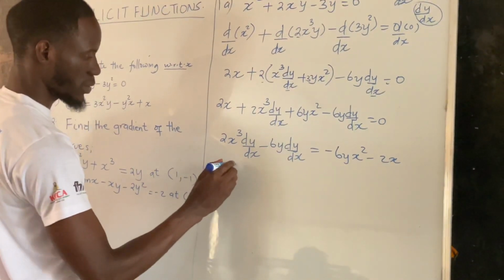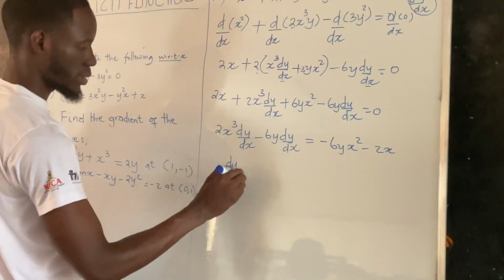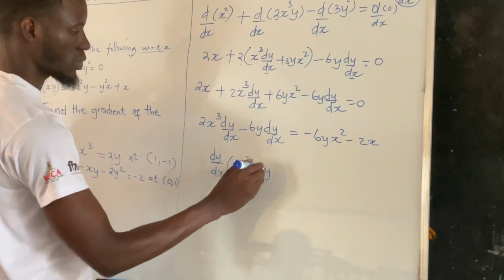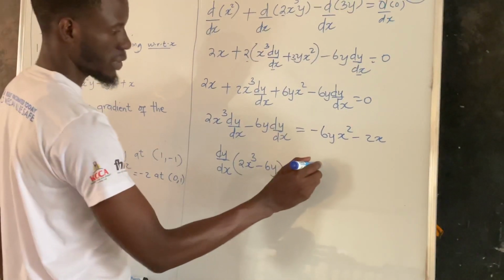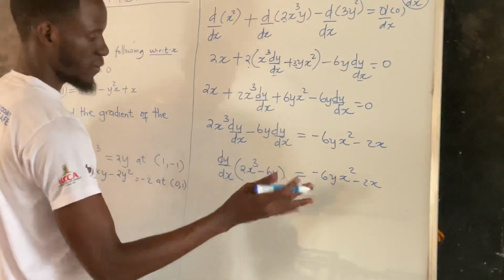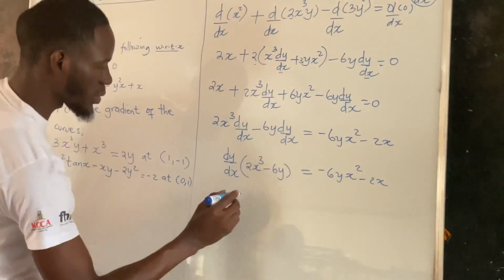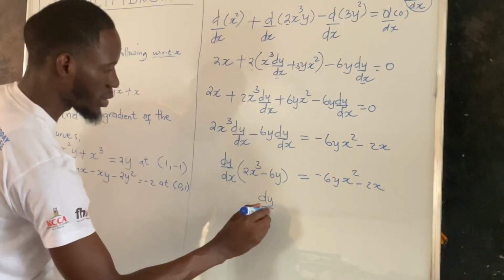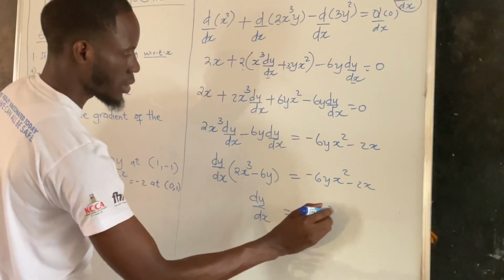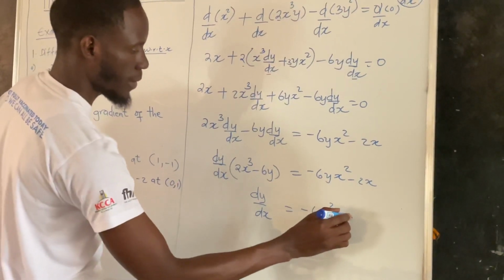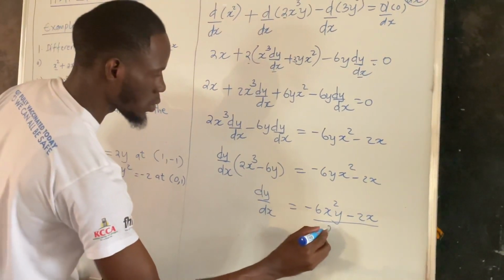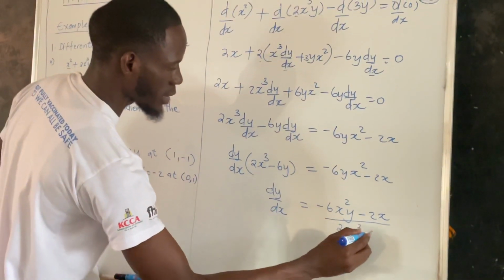Factorize out the dy/dx because it is what we want. So dy/dx times (2x cubed minus 6y) is equal to negative 6y x squared minus 2x. Then divide through on both sides by this term in the brackets, such that our dy/dx narrows down to negative 6x squared y, it is the same, minus 2x. All of this is divided by 2x cubed minus 6y.